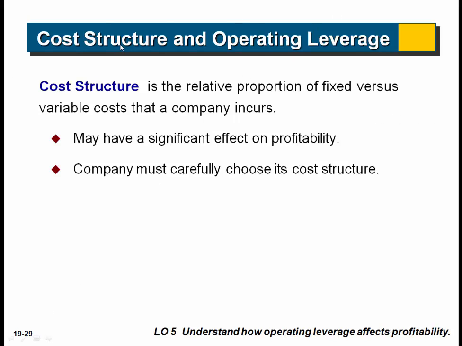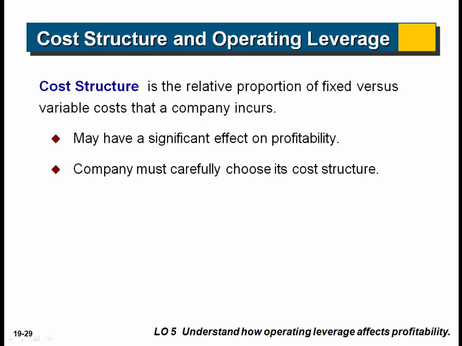Cost structure and operating leverage. What this really talks about, and the key here is fixed versus variable costs that a company incurs. The higher the fixed cost, the higher the upside for a business if they sell more, but the higher the risk if they sell less. Let me say that again. The higher the fixed cost, the higher potential upside for a business if they sell more, the higher potential downside if they sell less. In other words, a business that has high fixed cost is much more at risk than a business that has low fixed cost.